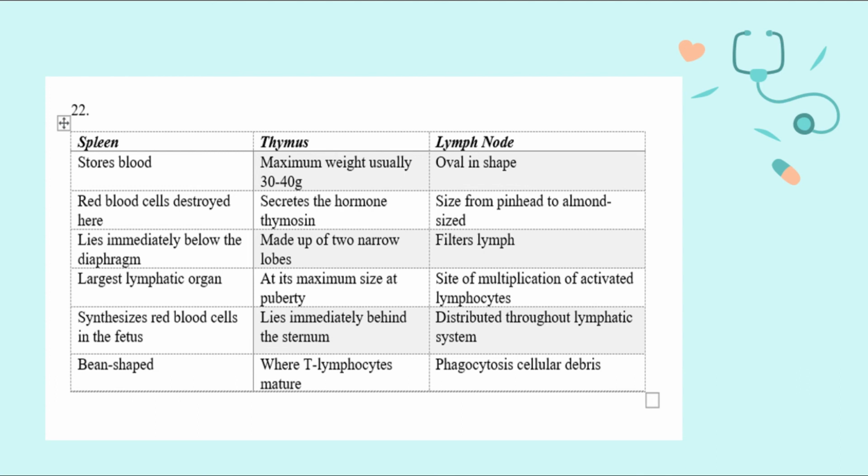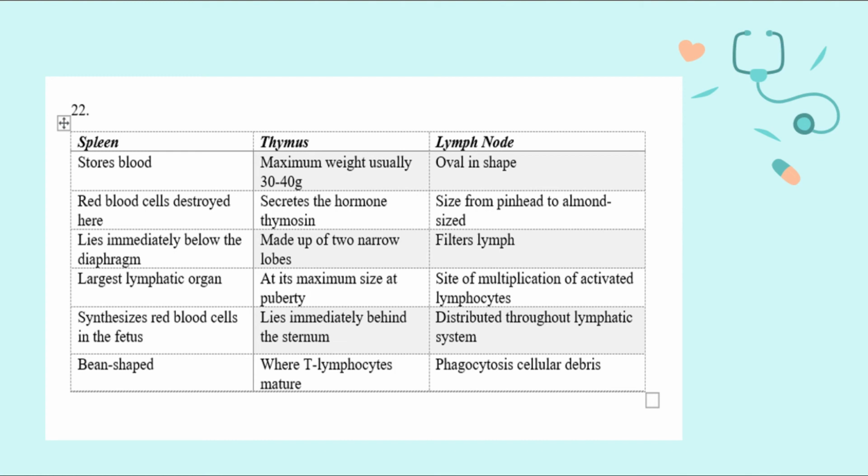Under the spleen, our answers are as follows. First, stores blood. Second, red blood cells destroyed here. Third, lies immediately below the diaphragm. Fourth, largest lymphatic organ. Fifth, synthesizes red blood cells in the fetus. And lastly, it is bean-shaped.